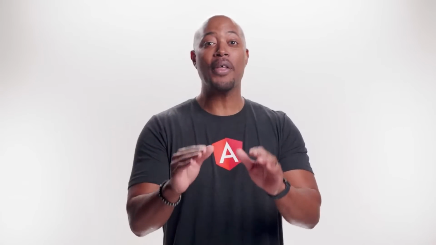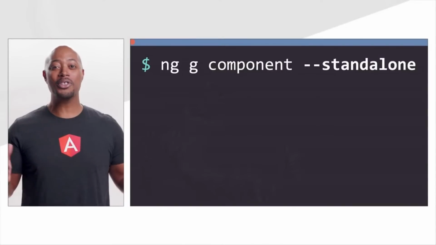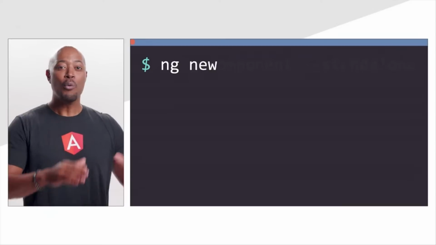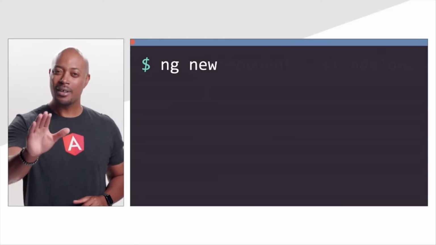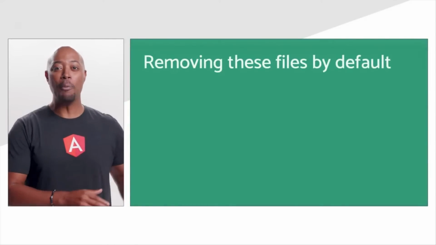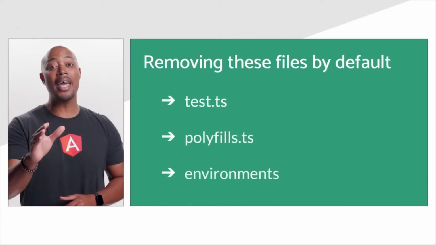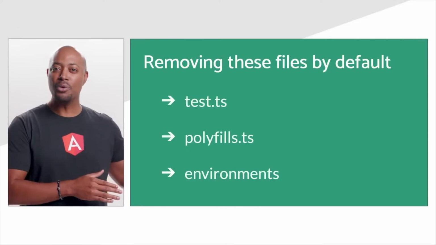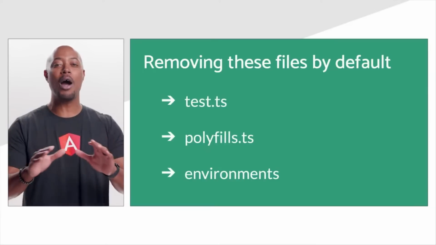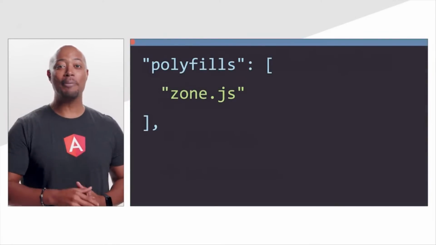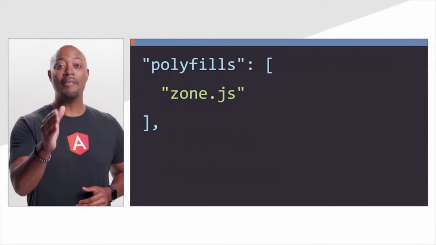I know I've shown some cool things, and so have other folks on the team, but there are a few more things that I want to sneak into this update. The CLI now supports generating a standalone component with the standalone flag. Also, we're simplifying the output of ng-new. Let me explain. We want to streamline the output of ng-new, and so we're removing test.ts, polyfills.ts, and environments file. If you need to use the environments file in your project, no problem. Create it and then just add your configuration. Polyfills can now be specified directly in the polyfill section of angular.json.